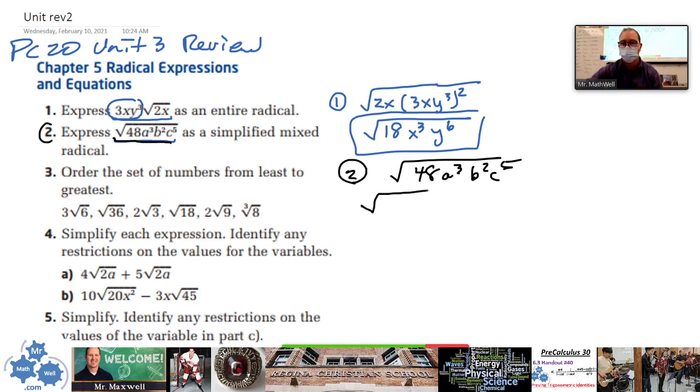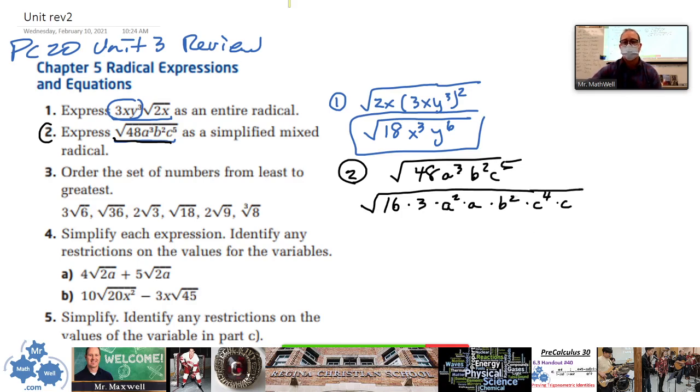You don't have to show this step when you do this on your test. But the largest perfect square that will go into 48 is going to be what? 16 times 3. So I'm going to split 48 up into 16 times 3. Does that sound okay? Then a cubed is actually a squared times a, so a squared is a factor of a cubed. That's a perfect square. Times b squared times c to the 4 times c. That's what c to the 5th can be factored into.